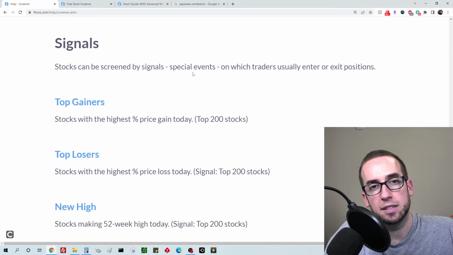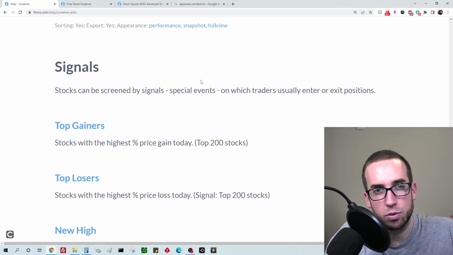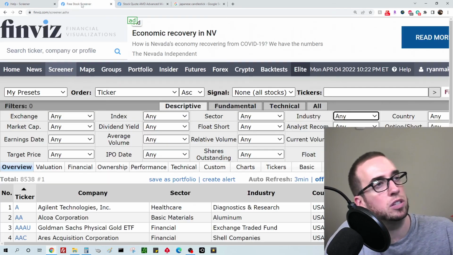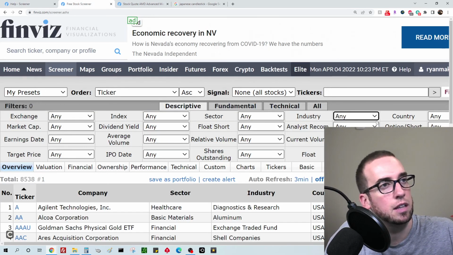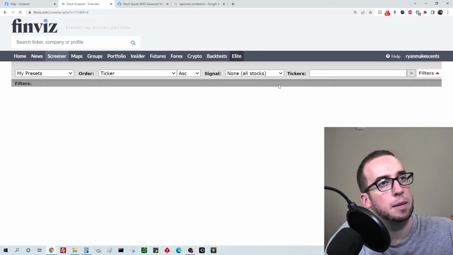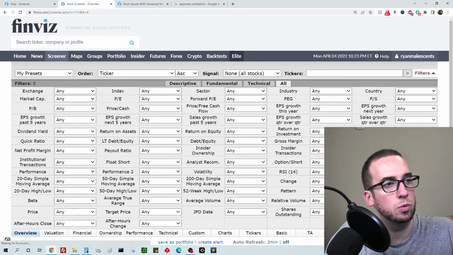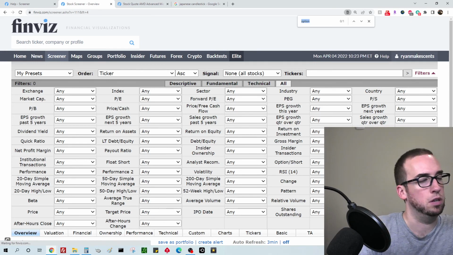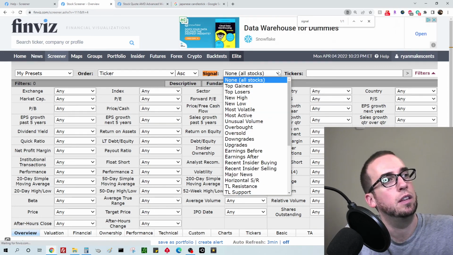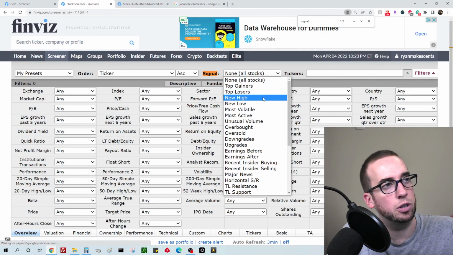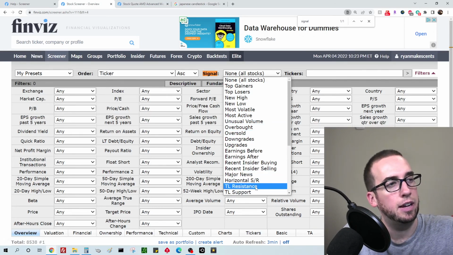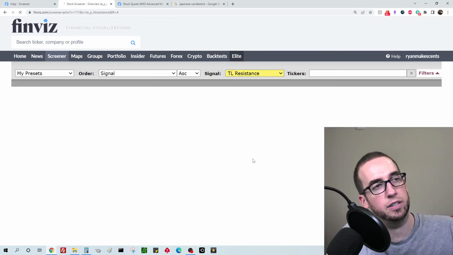Signals. Stocks can be screened by signals, special events at which traders usually enter or exit positions. So this is what that looks like. Let me open this up and let's go to signal here. Top gainer, top loser, most active, overbought, all this fun stuff. Trend line resistance. Let's just look at this for example.